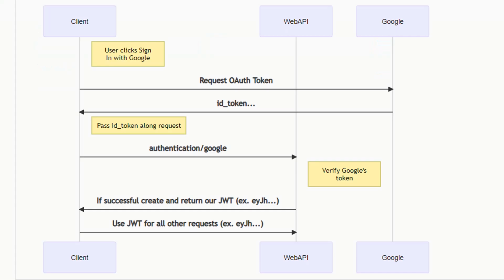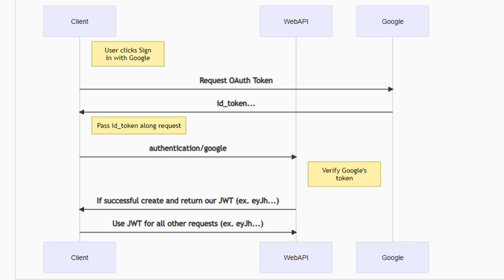Okay, so I want to show you this diagram to give you a better picture of how signing in with Google works. So we have a client, we have a web API, and we have Google. And we're going to read this from top to bottom. So let's say the user clicks sign in with Google. What happens? The first thing we're going to do is make a request to Google, and we're going to get back an ID token among other things. You will see how this token looks later.